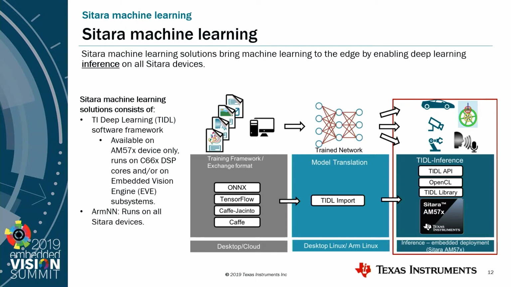For all other processors, which are the AM335, AM4, AM5, and AM6 families, to run the machine learning inference on the Cortex ARM, we enable it through the ARM Neural Network SDK. So as you can see in this picture here, it is demonstrating the development flow for the TI deep learning framework.